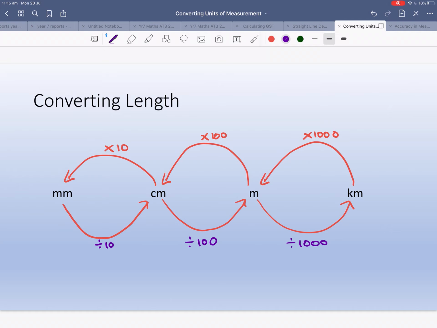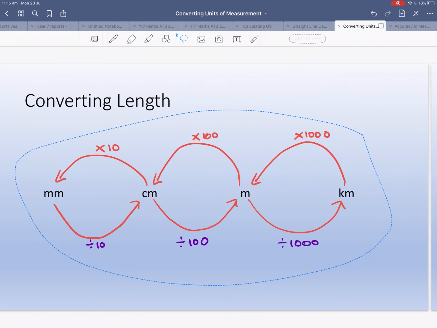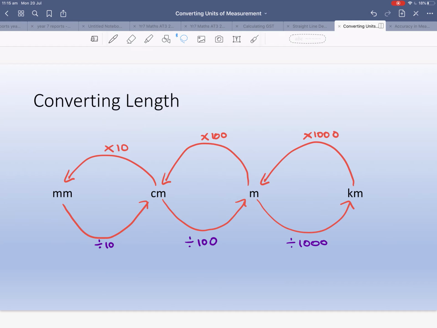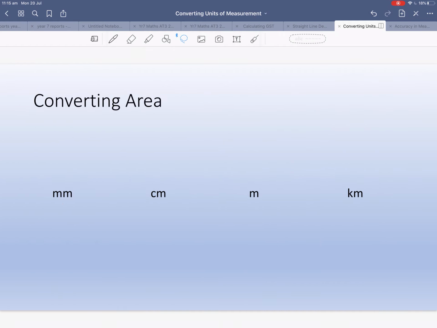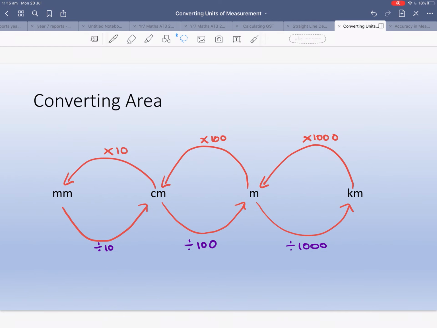So what I'm going to do is take a copy of this, all right, and paste it onto the next one. So make sure you write this down in your books, please. This is length, all right? Now, we're going to do the same with area. We're going to use this same thing, except there's one difference, okay? Area is squared, all right? Which means that all these have to be squared.